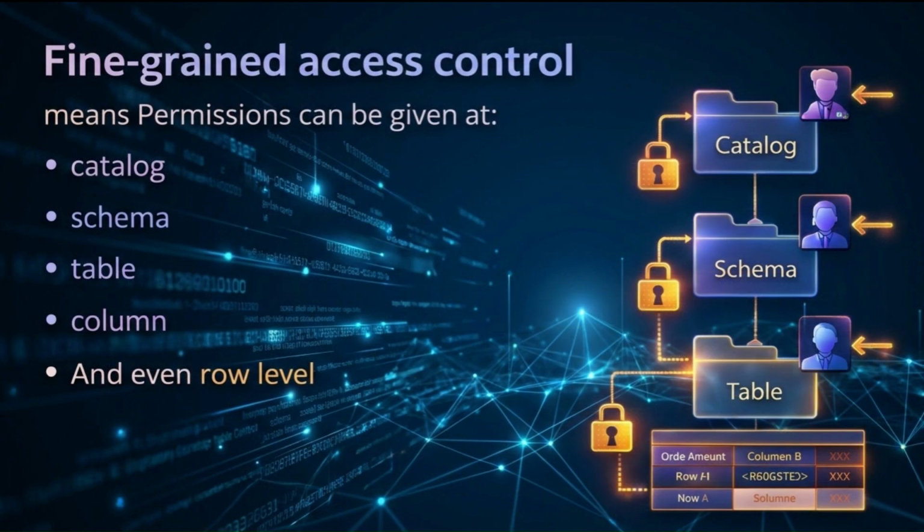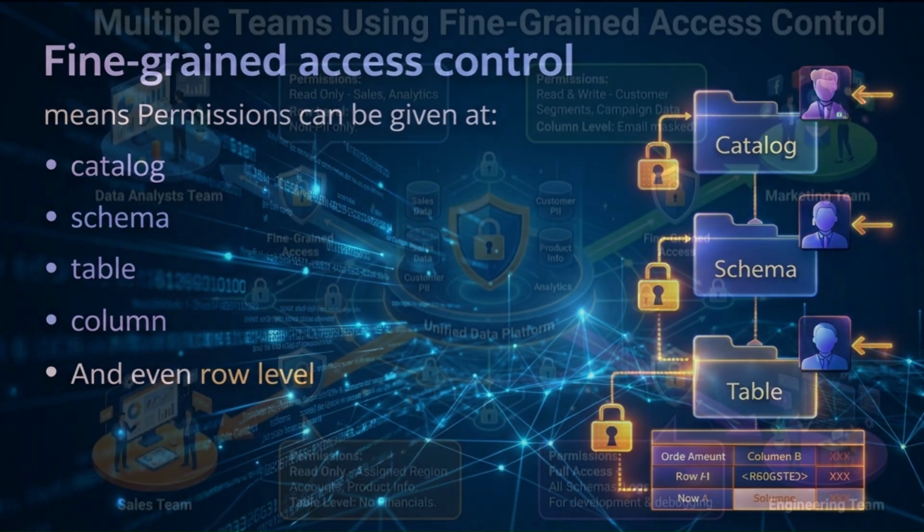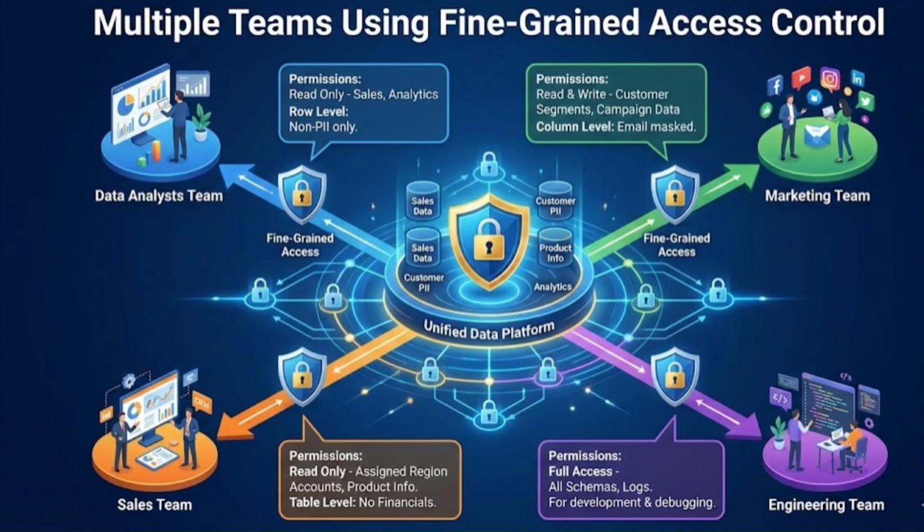How? As the name suggests, it is fine-grained access, which means permissions can be given at different levels like catalog, schema, table, column, or even at a row level. We can give and restrict the permissions. And this allows multiple teams to safely use the same data without duplicating data or building separate pipelines. And Unity Catalog enforces this access at query time.